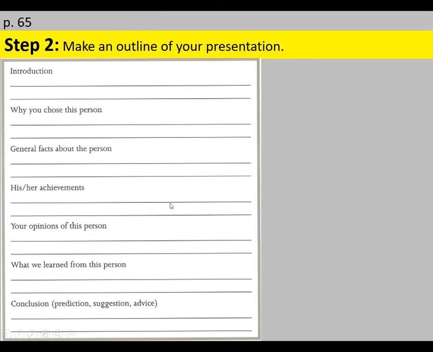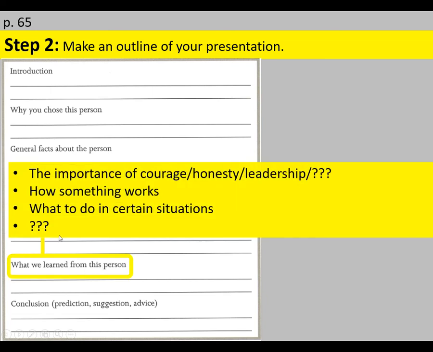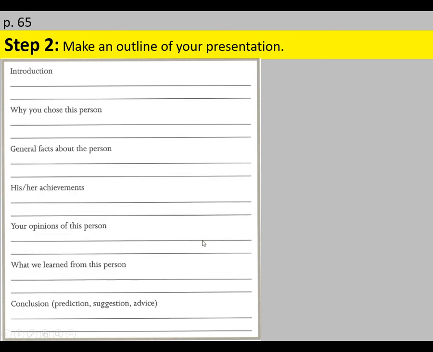Another thing to include in your outline is what we learned from this person. Did we learn the importance of courage, honesty, leadership, or something else? Did we learn how something works from this person? Did we learn what to do in certain situations from this person? Or what did we learn from this person? And finally, we will have a kind of conclusion. And in this conclusion, we can offer predictions, suggestions, or a kind of advice.